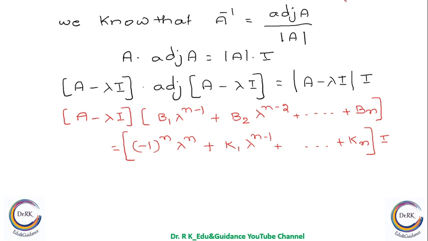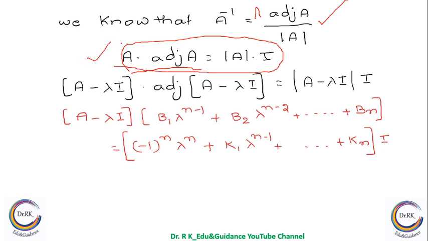We know A inverse, as we already discussed in the previous discussion also, equals adjoint A by det A. If you cross multiply and multiply this expression on both sides with A, then A into adjoint A, where A into A inverse is nothing but I, equals det A into I. So this is the relation obtained by pre-multiplication by A. We use this relation with respect to the matrix A minus lambda I. Instead of A, we take A minus lambda I: A minus lambda I into adjoint of A minus lambda I equals det of A minus lambda I into I.